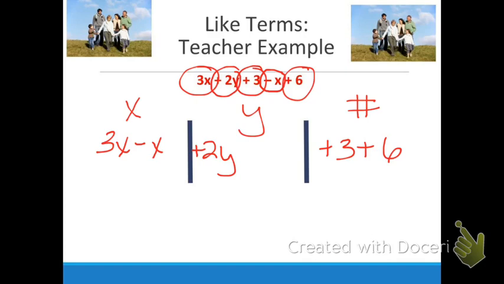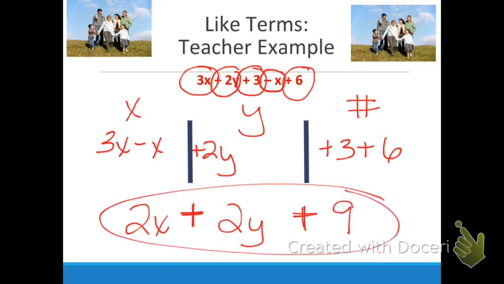So now let's just combine them. So we have 3X, take away 1X. What do you got left? 2X. Remember a plus sign in between them. That's very important because it's not a complete answer without it. How about the Y family? Do we have anything to combine? No, so it's just 2Y plus, and then 3 plus 6 is 9. Very good. That's our final answer.